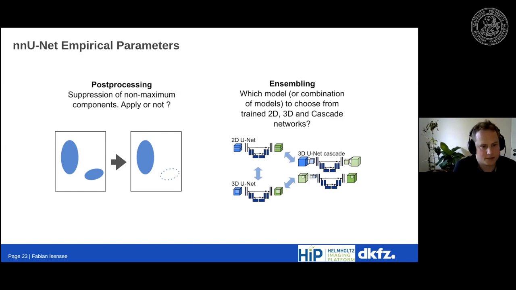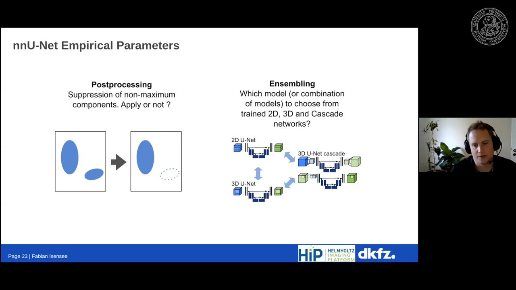So for post-processing, this is computationally relatively cheap because after we ran cross-validation on the training data, we have predictions for all training data sets, and we can simply trial and error post-processing techniques. The only one that's currently implemented in nnU-Net is all but largest connected component suppression. And this is just, again, something we try out. We see if it improves things, and if it improves things, then we use it, and otherwise we just don't use it.